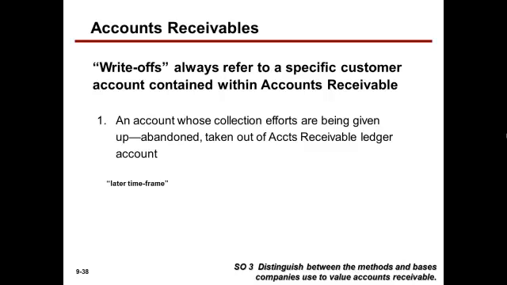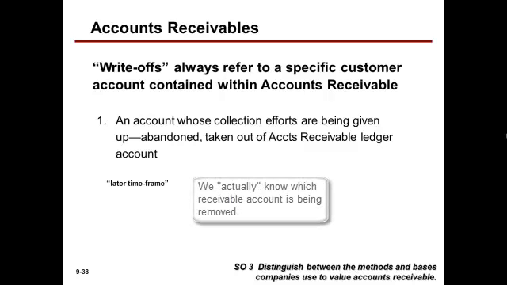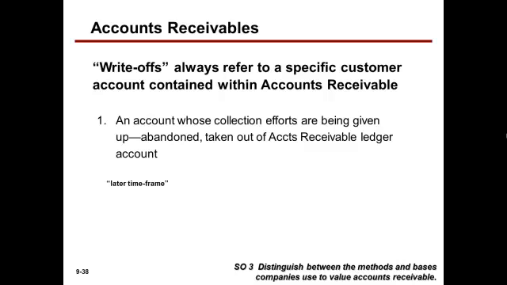Now, write-offs always refer to a specific customer account contained within the accounts receivable asset. An account whose collection efforts are being given up, abandoned, taken out of accounts receivable ledger in this later time frame, what I refer to as the actual time frame, when we actually know which receivable will not be collected, which customer will not pay us. We might not know this for months later or even years later. Different companies have different thresholds of time before they actually remove an account receivable that they determine will not be collected.